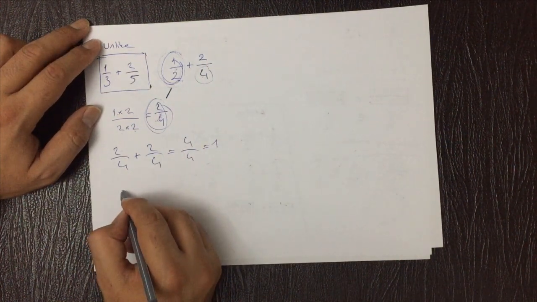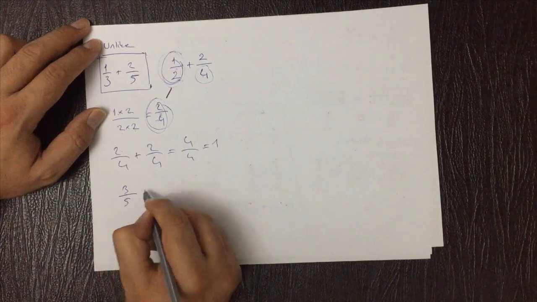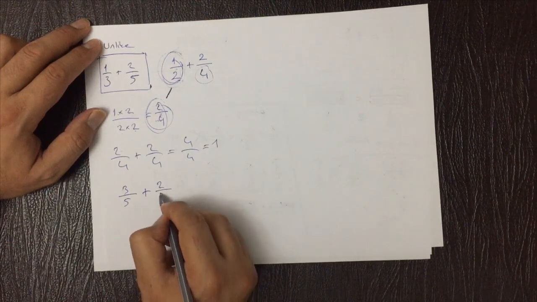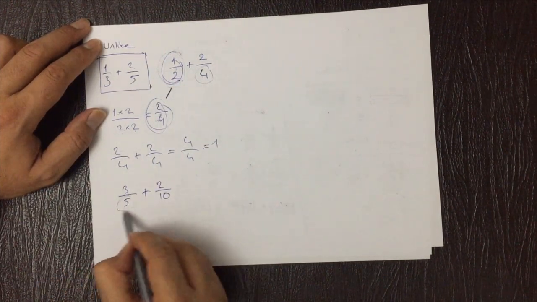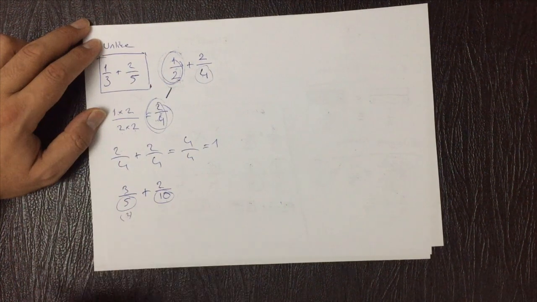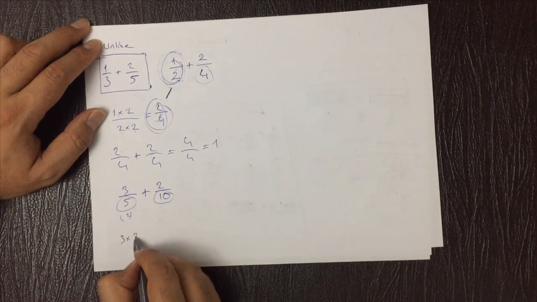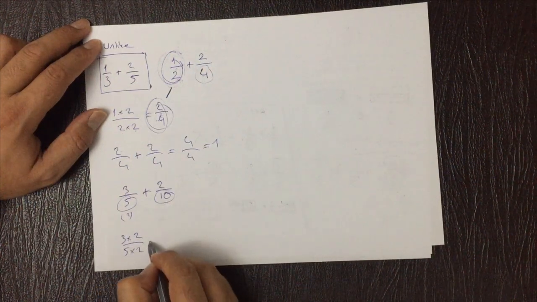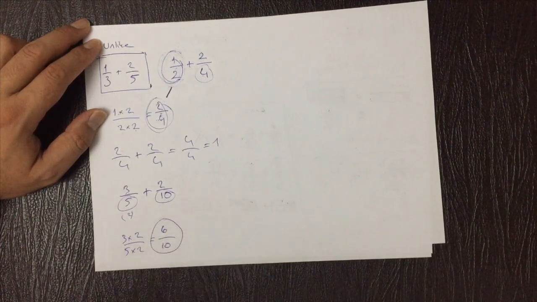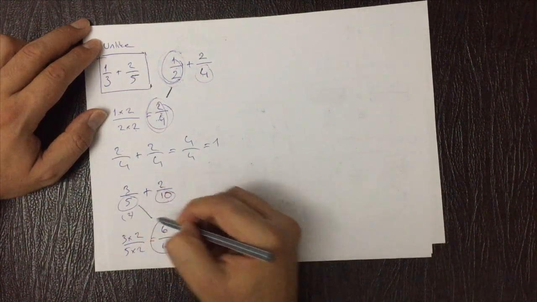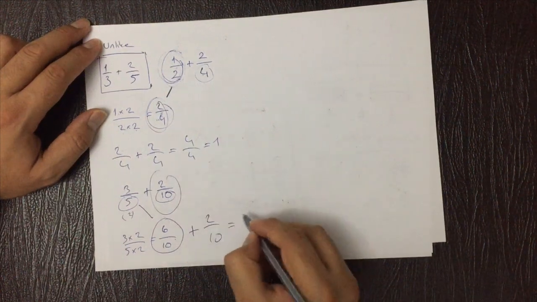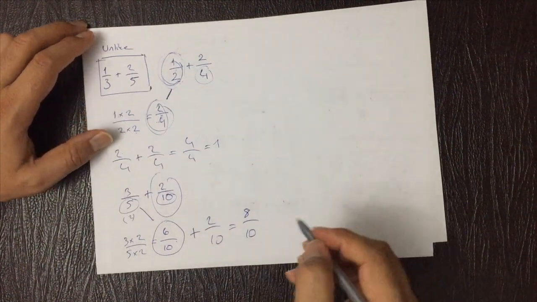For example, another question: 3 out of 5 plus 2 out of 10. What can I do again? Look, to make this 5 into the same denominator, what do I have to do? Multiply by 2, of course. Let's do 3 times 2, 5 times 2, then it is 6 out of 10. So I can write it like that, plus this 2 out of 10. It is 8 out of 10.